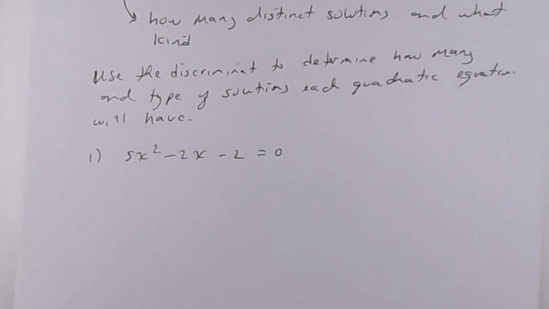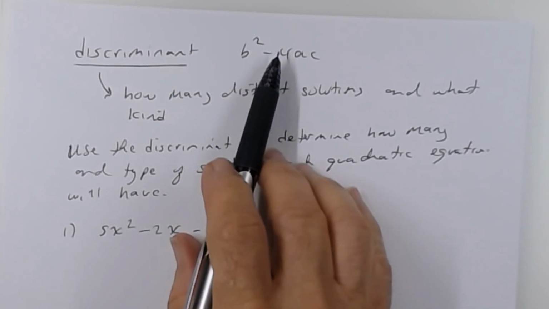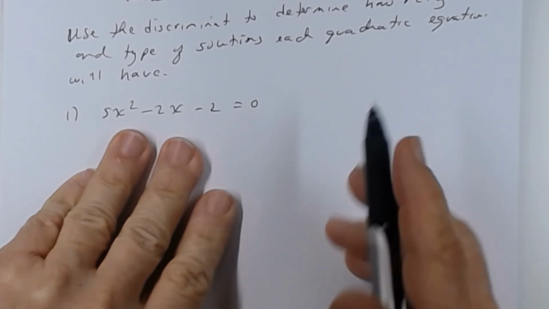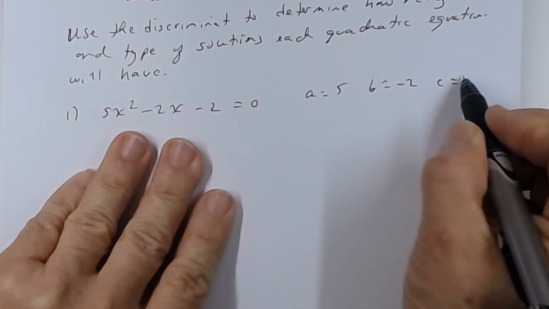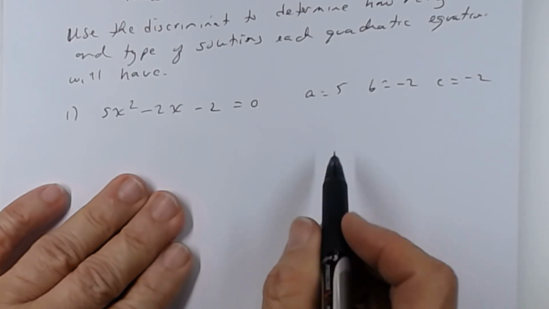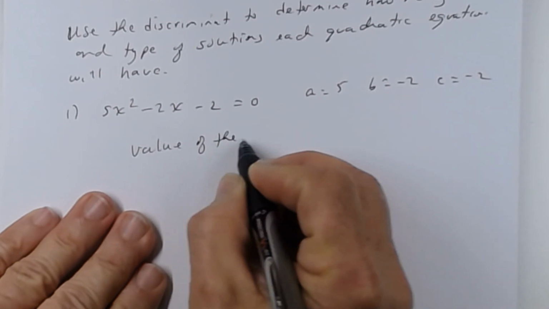So I want to know how many solutions there will be and what kind. That's all I want to know. I don't want to know what they are. I just want to know how many and what kind. So we can do the discriminant. I still have to determine A, B, and C, because if you look at the formula for the discriminant, your letters are A, B, and C. So it's got to be in general form. Is this in general form? Yes. So what's A? What's B? And what's C? -2.